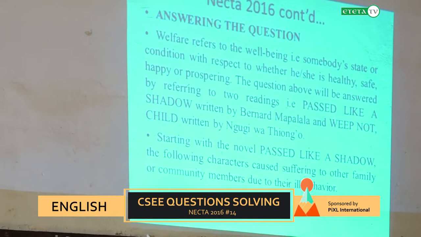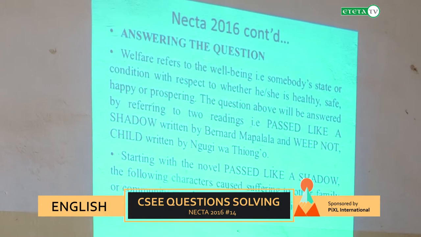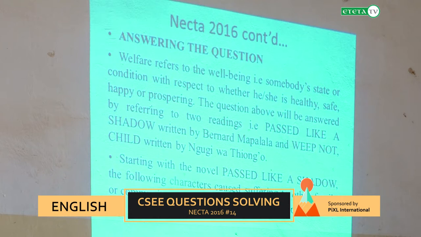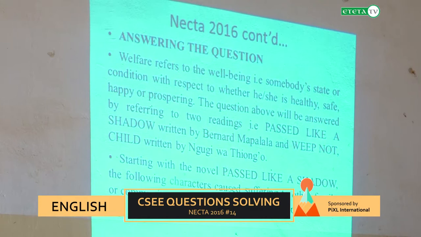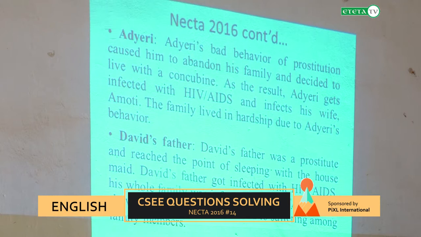Starting with the novel Passed Like a Shadow, we have certain characters whose behavior affected the community. The following characters cause suffering to other family or community members due to their ill behavior. Ill behavior is like bad behavior. Who are those characters? Now we have to pick the characters. The first character is Adia. You remember Adia in Passed Like a Shadow?